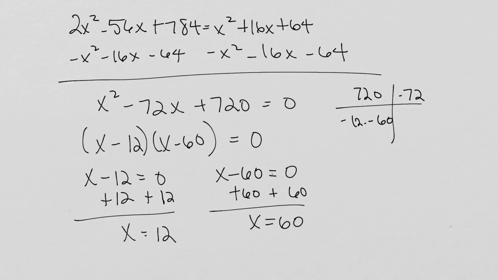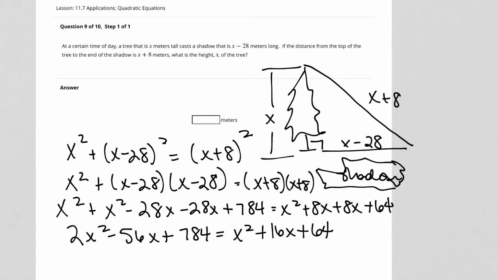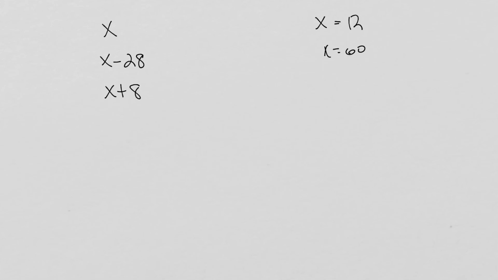Now I have to go back and think about what my picture looks like. So I'm going to go back and look at that and all the different dimensions that I have. So I transferred over the dimensions. I had a height of X. The length of the shadow was X minus 28, and then the length from the top of the tree to the end of the shadow, which was the hypotenuse, was X plus 8. And I have two choices here for my dimensions, X equals 12 and X equals 60.